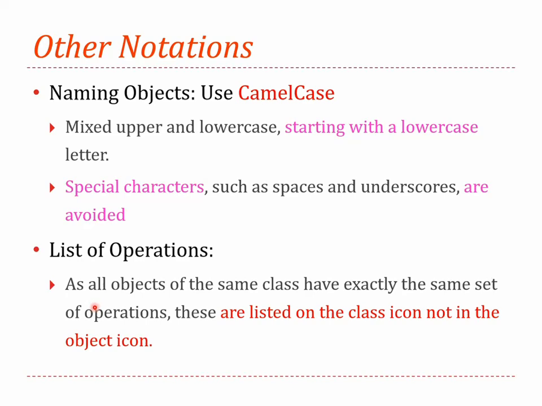The operations or methods are listed only in the class diagram. So in the object diagram, we will have only two compartments. The first takes the name of an object followed by the class name, and the second compartment is the name of attributes. You cannot see a list of operations represented in the object diagram because every object created from the same class shares the same set of operations.